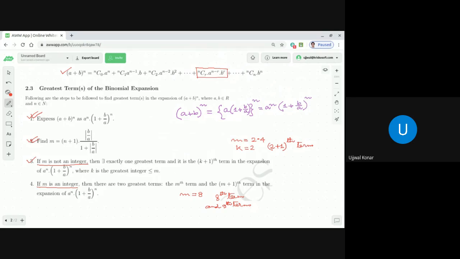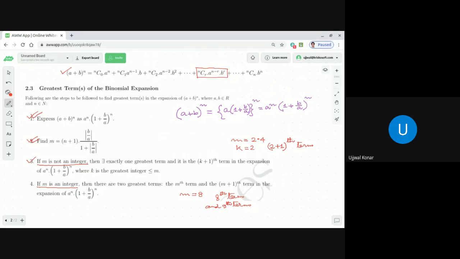Once you get that value of m, now you decide whether m is an integer or not an integer. If m is not an integer, that means it is a real number. Then we can conclude there exists exactly one greatest term, and it is the (k plus 1)th term, where k is the greatest integer less than or equal to m. As an example, if we get the value of m equal to 2.4, then the value of k, the greatest integer less than or equal to 2.4, is 2. So our greatest term in the expansion of (a plus b) power n should be the (2 plus 1)th term, that is the third term.